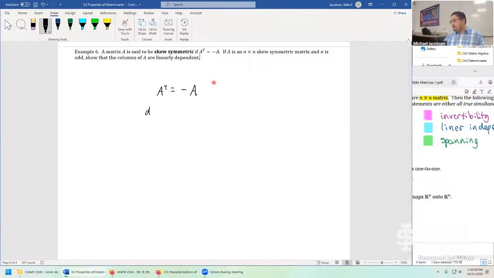So we can take the determinant of both sides of this equation. Determinant of A transpose becomes determinant of negative A. But now we have a bunch of properties we can use here. The first one is determinant of A transpose. That's just the same as determinant of A, so we can make a substitution there. So on the left-hand side, we can immediately write in just determinant A.